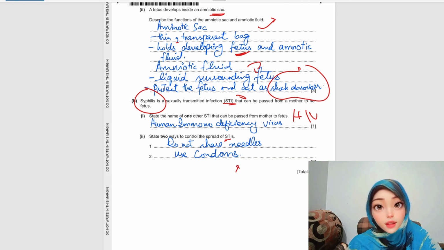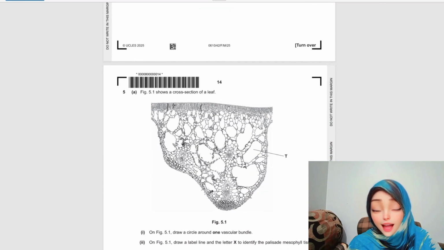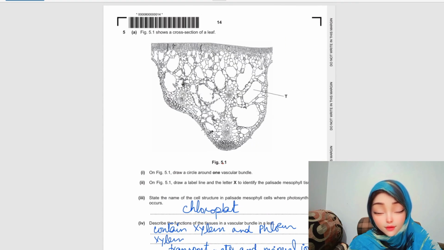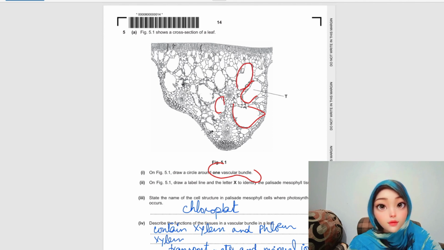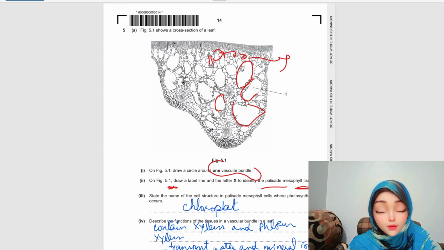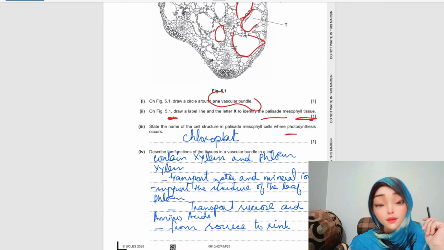Okay, now here is question number 5, which shows the cross section of a leaf, figure 5.1. Draw a circle around a vascular bundle. These are the vascular bundles, so you just draw a circle around here. And in figure 5.1, draw a label line to identify the palisade mesophyll tissue. These are the palisade mesophyll tissues, so you just label X around them. Okay, the name of the cell structure in the plant cell where photosynthesis occurs: photosynthesis occurs in the leaves, in the chloroplast. Why?